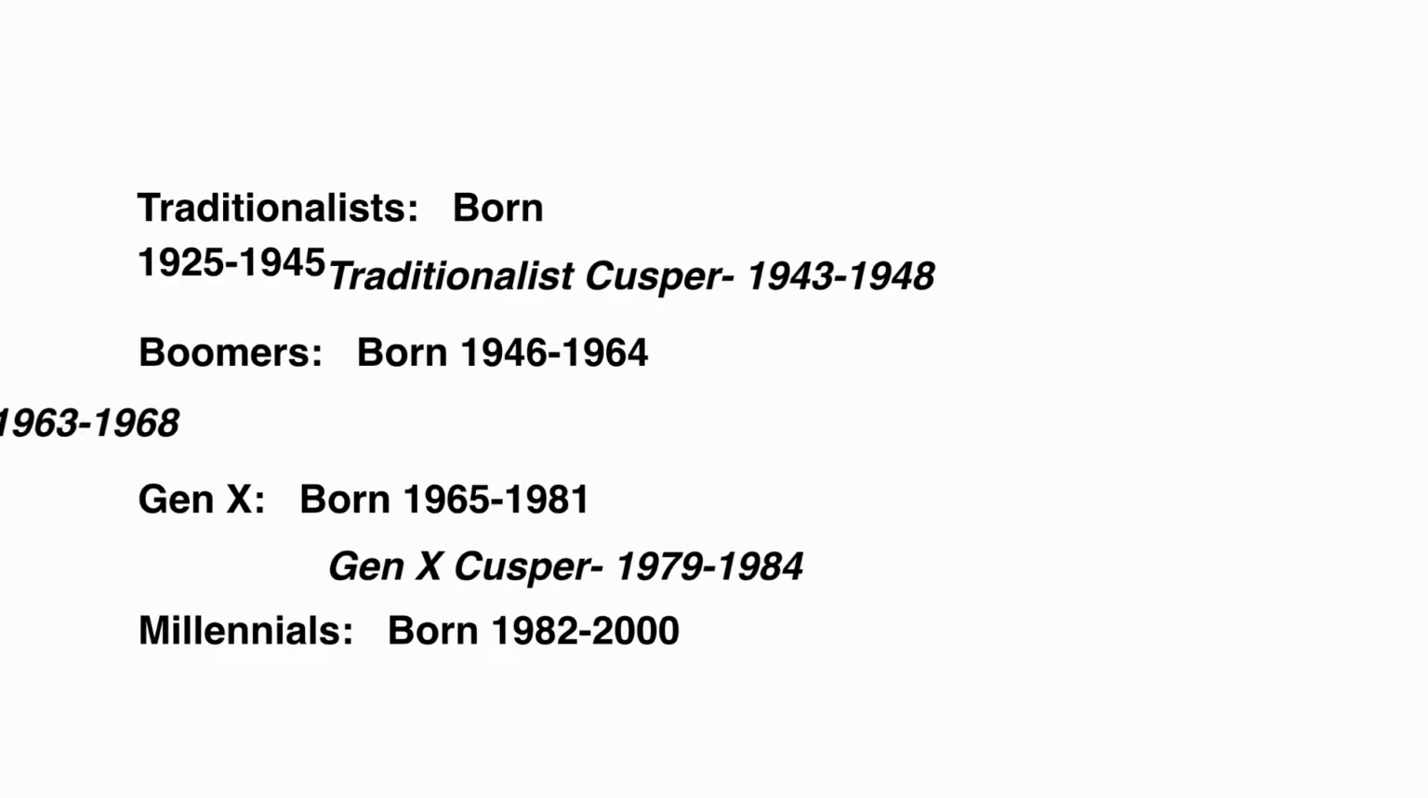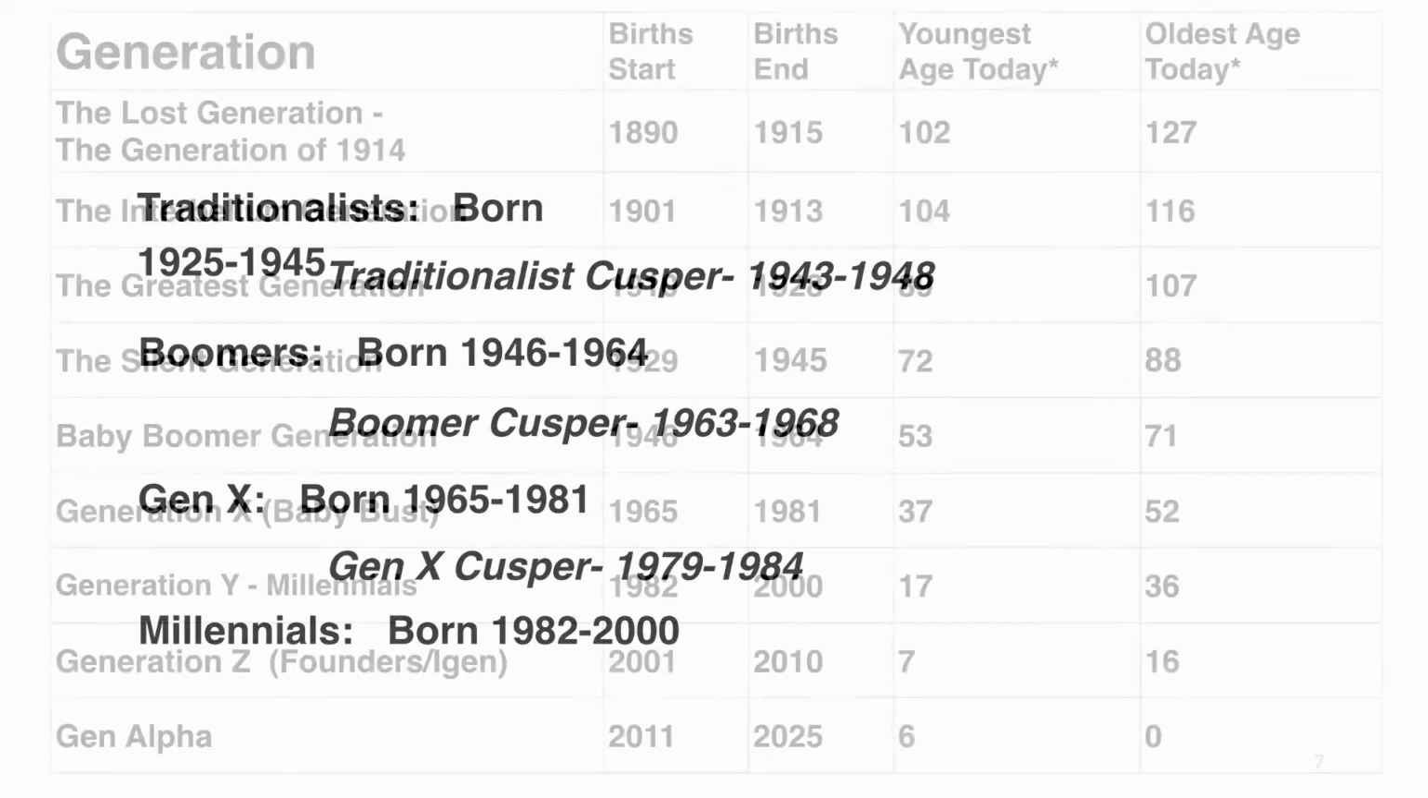So I've included here what those dates are for the cuspers, so that you can get a good idea that if they fall in that 5-year gap window, they may be able to see some differences or crossovers between the different generations.